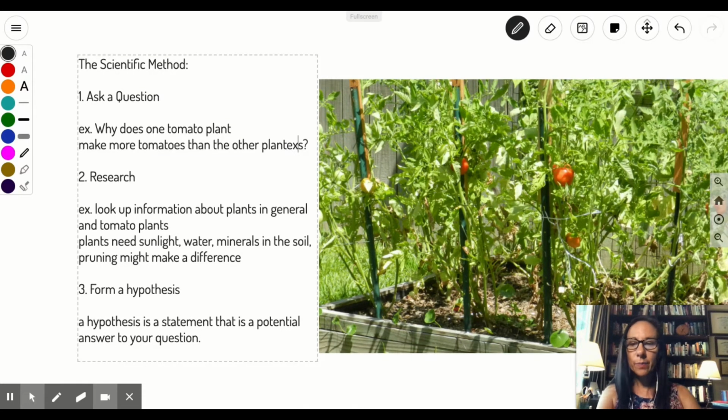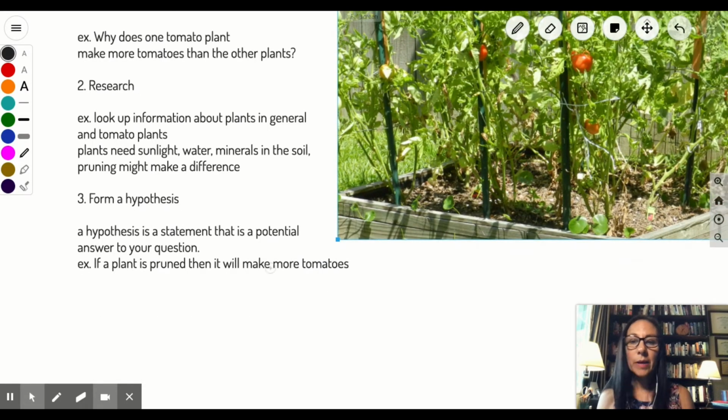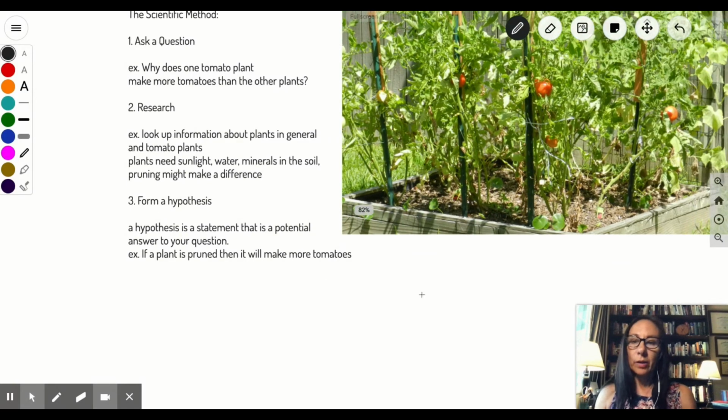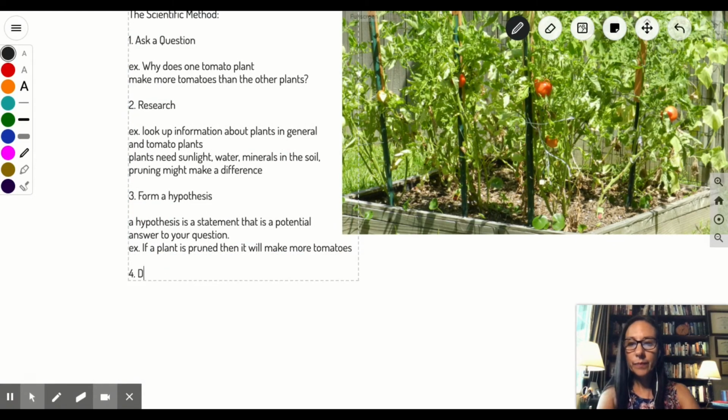So for the example that I'm using, I'm going to say pruning. So if a plant is pruned, then it will make more tomatoes. Okay, so there's my hypothesis. If a plant is pruned correctly, then it will make more tomatoes. And that is what I'm interested in looking at. Okay, so now I've got my hypothesis and I need to move on to step 4. Step 4 is design an experiment.